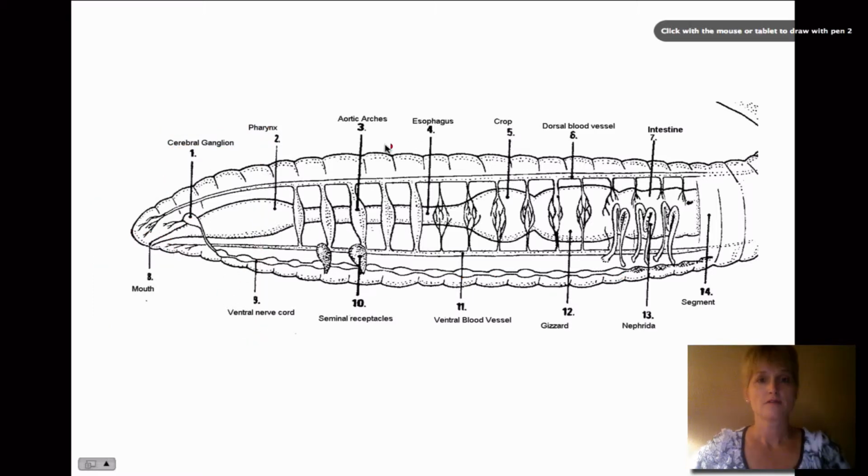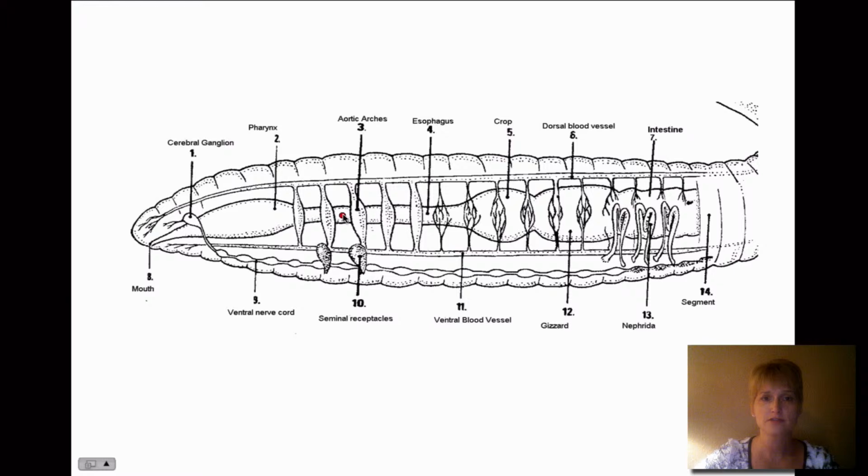Okay. From the mouth, we have a pharynx. So this large part right here is the pharynx. And then if you look as it runs back along here, that's the esophagus. So that is going to move nutrients from the pharynx through.